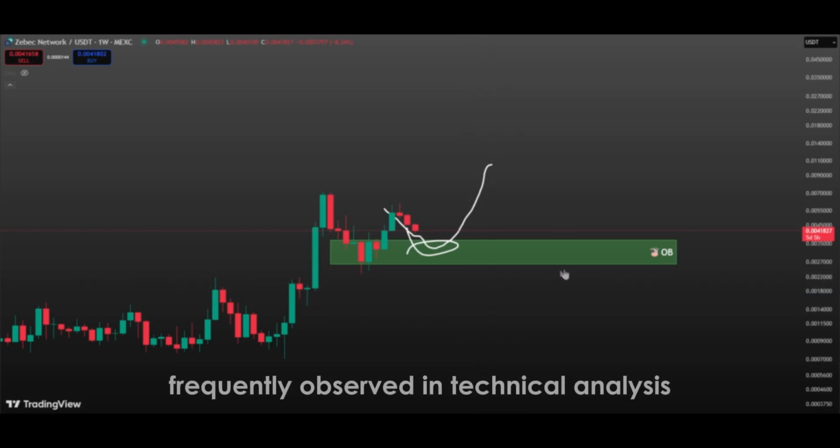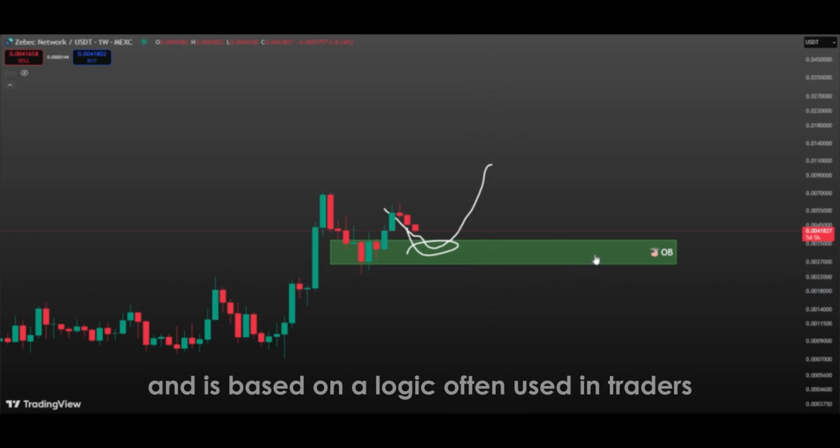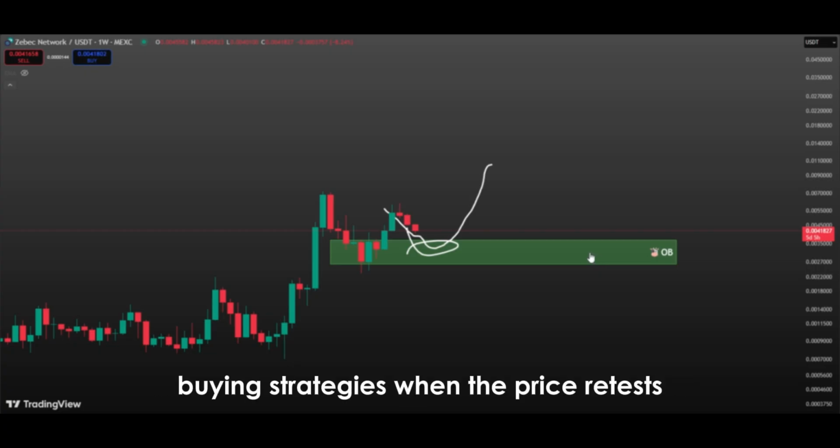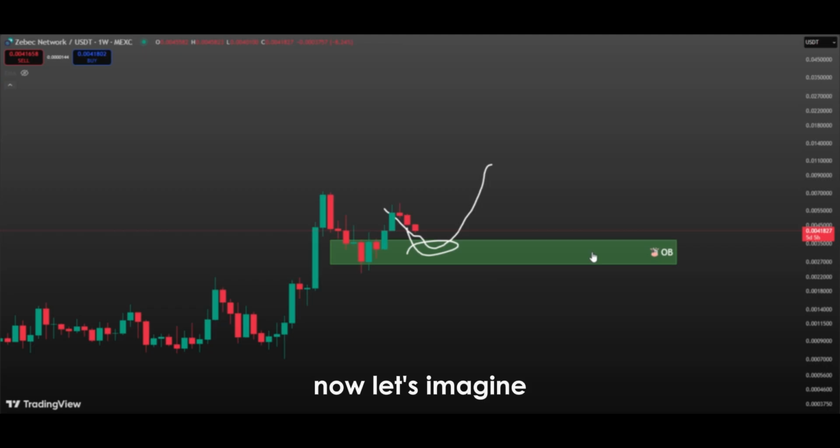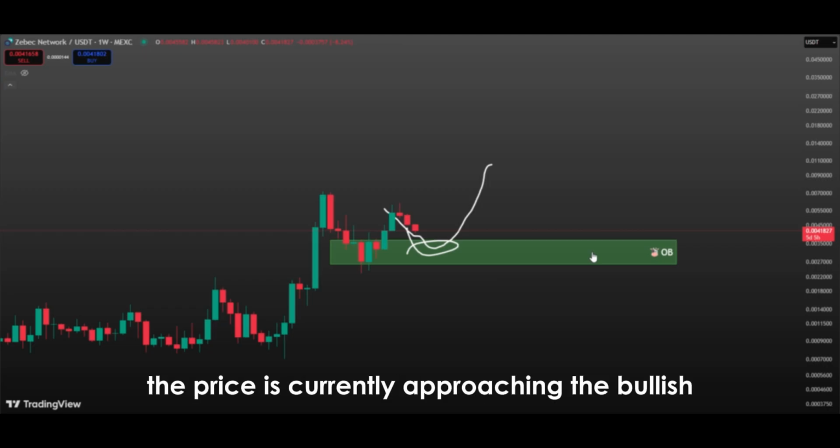This is a phenomenon frequently observed in technical analysis and is based on a logic often used in traders' buying strategies. When the price retests the same area that caused it to rise strongly in the past, it usually reacts in a similar way. Now let's imagine the price is currently approaching the bullish order block.